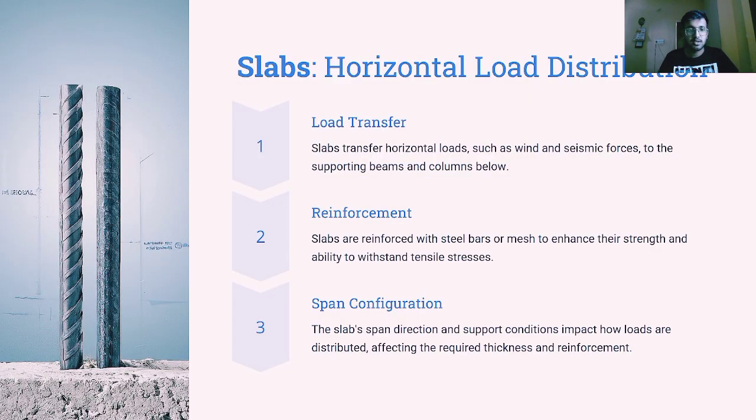So next we have slabs. As you can see, there is a slab over here, and there is an iron rod coming through it, which is basically a beam. Sorry, that's not a beam. That's basically an iron rod coming through it.